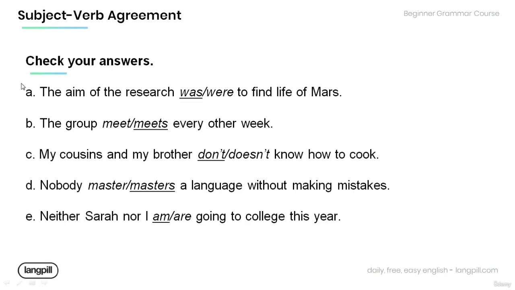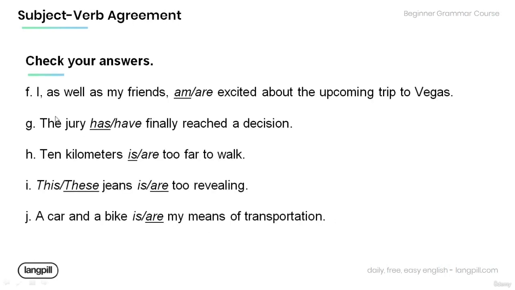Now let's check your answers. The aim of the research was to find life of Mars. The group meets every other week. My cousins and my brother don't know how to cook. Nobody masters a language without making mistakes. Neither Sarah nor I am going to college this year. I, as well as my friends, am excited about the upcoming trip to Vegas.